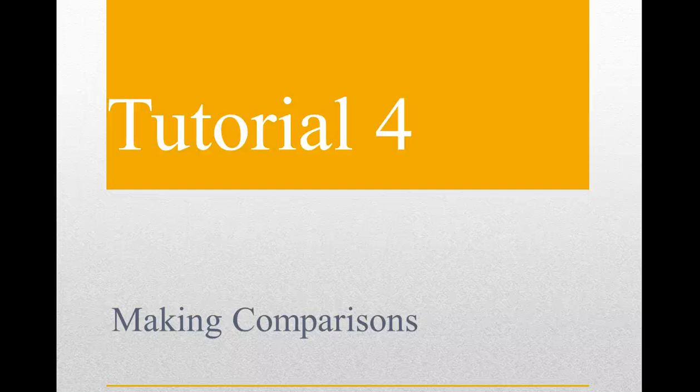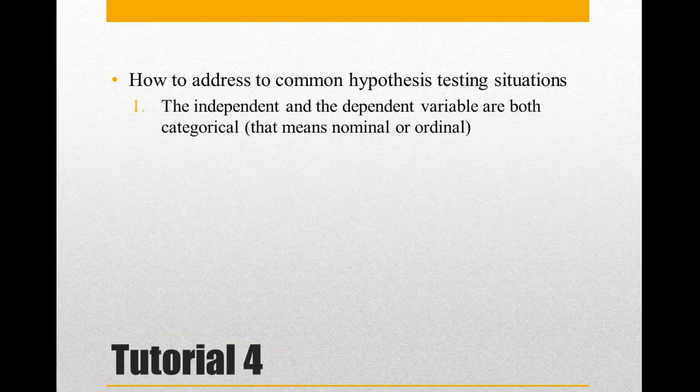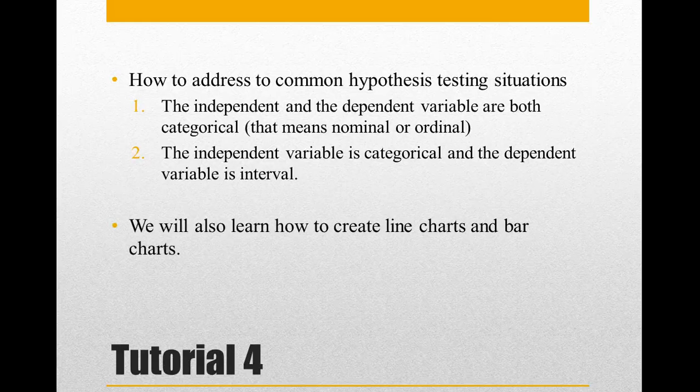Welcome to tutorial 4, where we will be learning about making comparisons. In this tutorial, we will be working with the dependent and independent variables. We will learn how to address common hypothesis testing situations. The first is when the independent and the dependent variables are both categorical, that means nominal or ordinal. And then we will look at when the independent variable is categorical and the dependent variable is interval. We will also learn how to create line charts and bar charts.